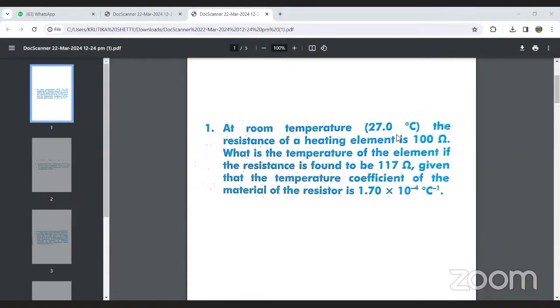Okay, the first question. The room temperature is given as 27 degrees Celsius. The resistance of a heating element is 100 ohm. What is the temperature of the element if the resistance is found to be 117 ohm? Given the temperature coefficient of the material, the alpha value is given. So two resistance values and the alpha value are given. Let's see how to do this.